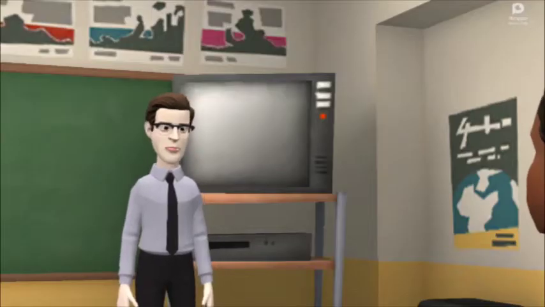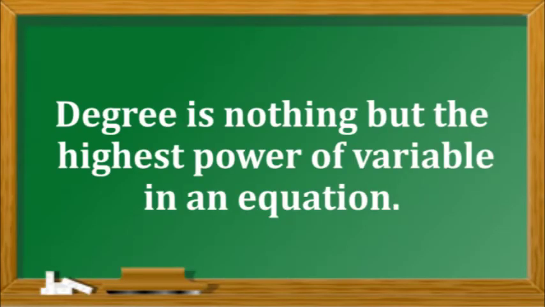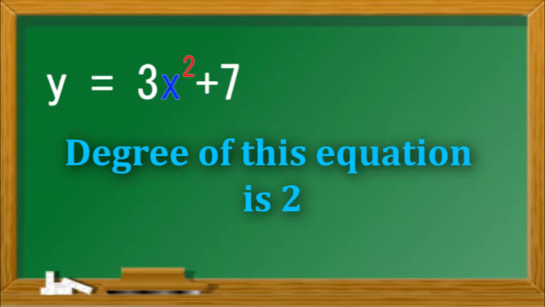So in order to understand linear equation, we need to understand about degrees. Degree is nothing but the highest power of the variable in an equation. So let's take an example. Suppose I write y is equal to 3x raised to the power 2 plus 7. The highest power of the variable, that is x, is 2. So the degree of this equation will be 2.